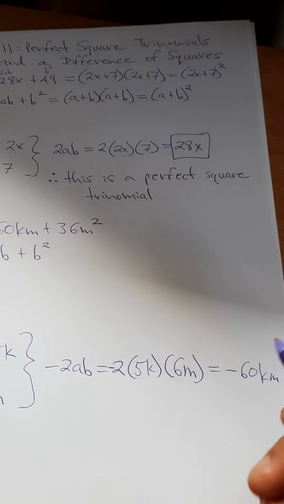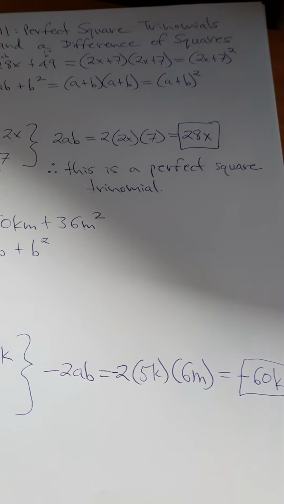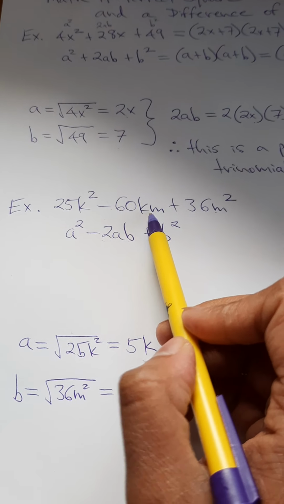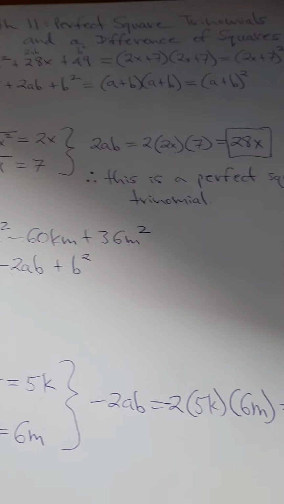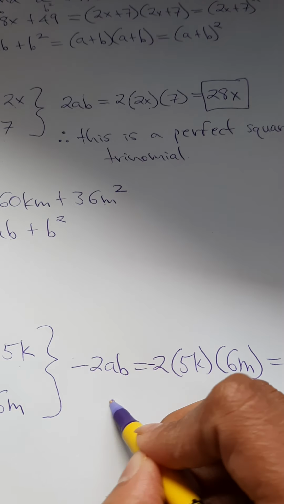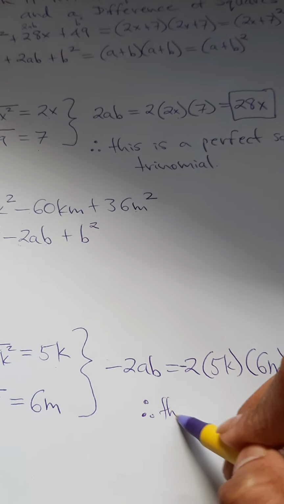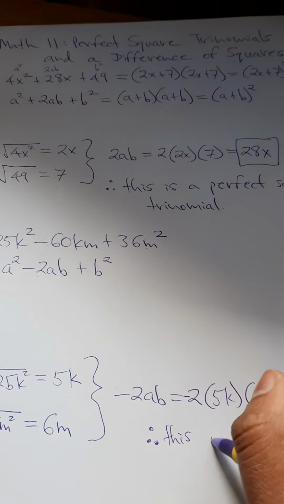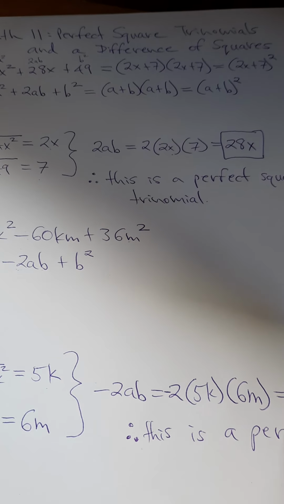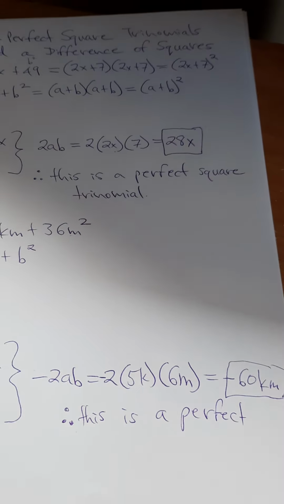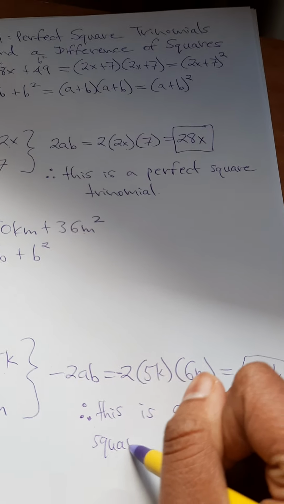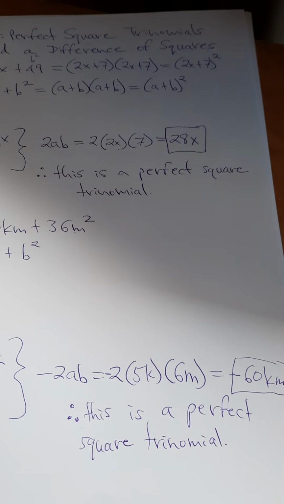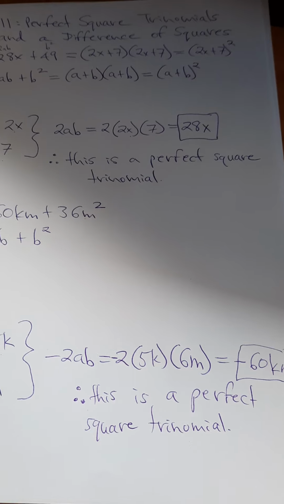Again, this is my middle term. So we're just going to box it here. And this is the middle term, and I notice, again, it's equal to negative 60 km, which is the middle term in this case. So we're going to write, therefore, okay, so this is the therefore sign, guys. It's kind of like a triangle. So let's put: this is a perfect square trinomial. I notice it is a perfect square trinomial. You should always write a therefore statement for it.